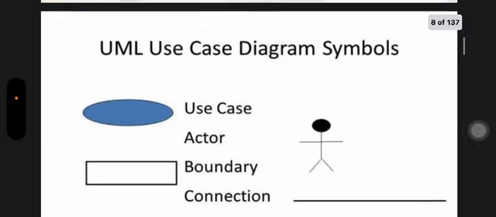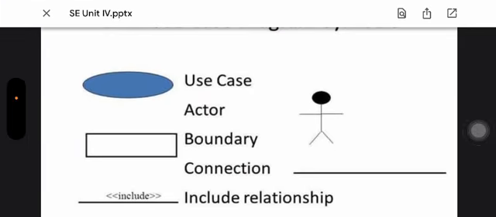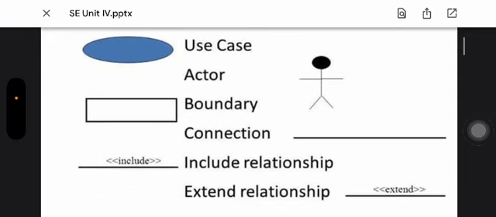So let's start with use case diagrams. The symbols that are used in use case diagrams are the oval shape that shows use case, a person which is called an actor, a rectangular box which describes the boundary, and the line that connects the use cases and actor is the connection. Then this connection could be include relationship or extend relationship.